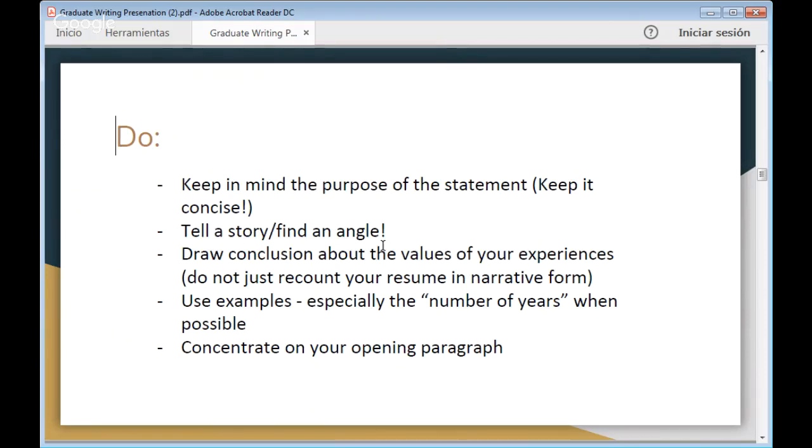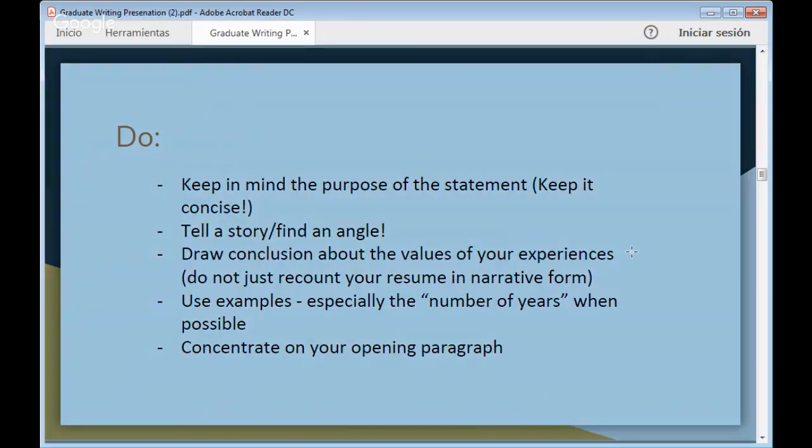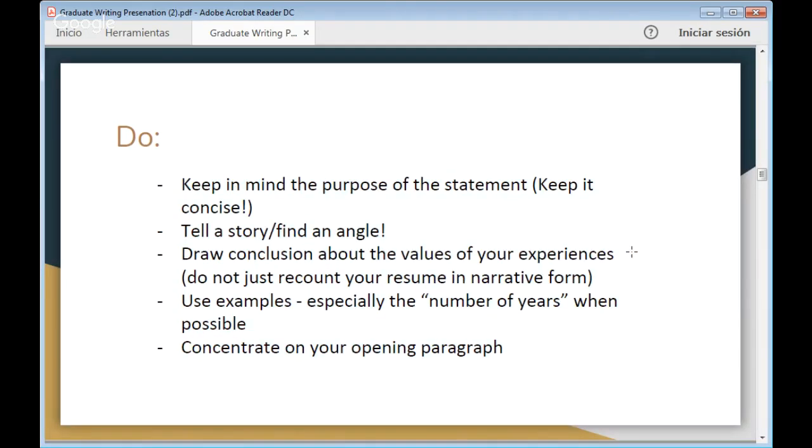Draw conclusions about the values of your experiences. So when you're including these experiences in these examples, make sure that you're talking about what you've learned from these events. You want to show how this has affected your development as a student, as a person, and how that's going to be something valuable for them to find when you're studying in their program.